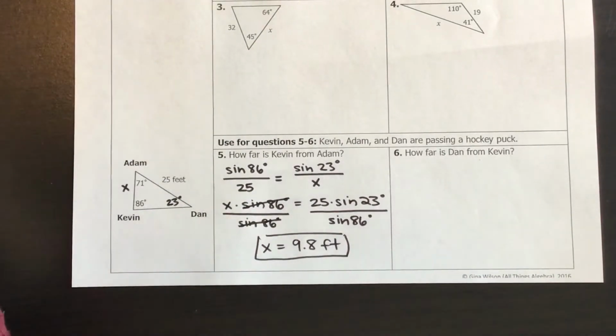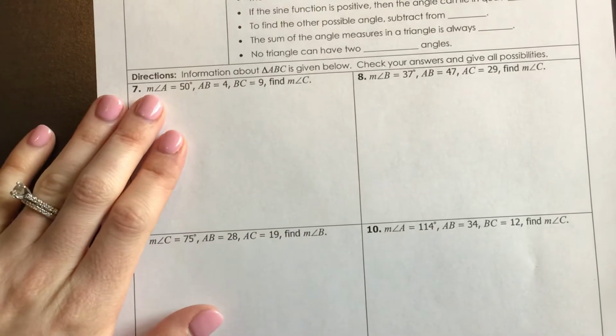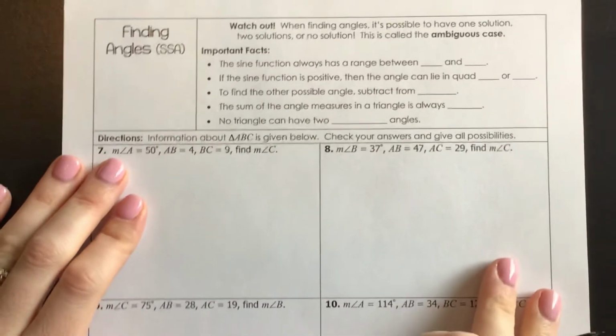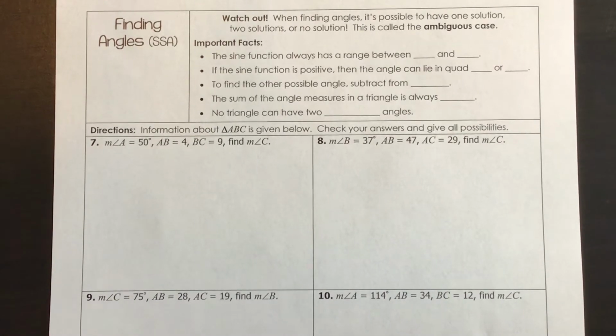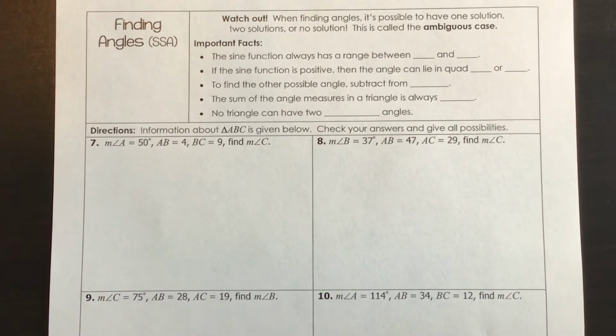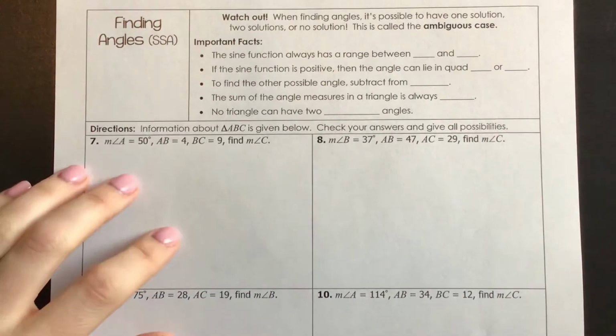All right, next topic, starting on the next page, we're going to be finding angles. So this would be the side-side angle case. We're going to talk about a couple of very, very important things here, and we're going to reference back to our unit circle from the previous lesson when we do that. So finding angles, we have this little watch out warning here. It's going to remind us of some things we discovered in our last couple of lessons with the unit circle.